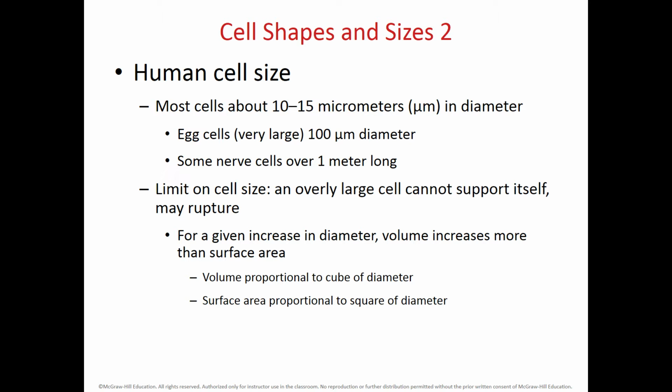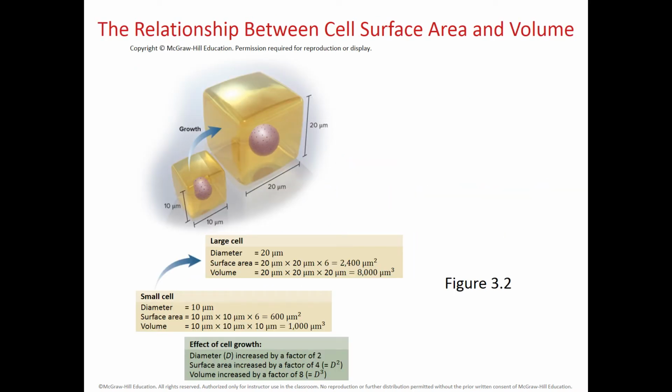There is a formula that helps us calculate how much volume the cell can have based on the increase in diameter. The volume is proportional to the cube of the diameter, and the surface area is proportional to the square of the diameter. So here is the effect of cell growth on volume. If you have a 10 by 10 cell converted into a 20 by 20 cell, this is how the volume changes.